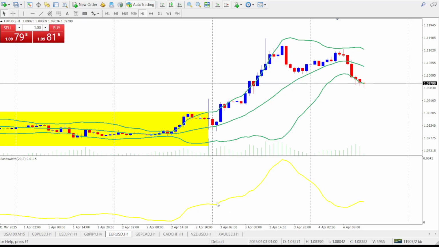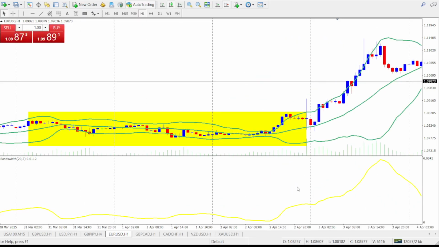However, there is something crucial to remember. The Bollinger Bandwidth Indicator does not provide the market direction. Okay? It only helps you identify volatility and the likelihood of a price move. So it is important to use this tool alongside other indicators or price action to confirm whether the market is trending up or down.